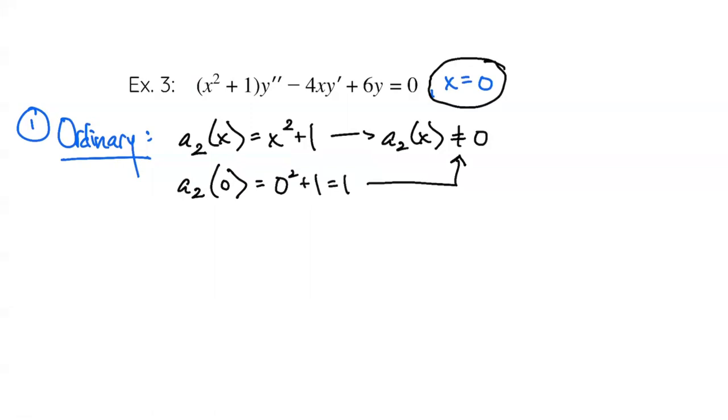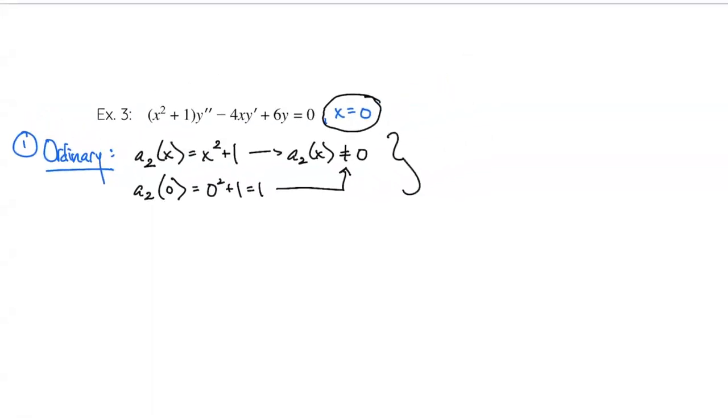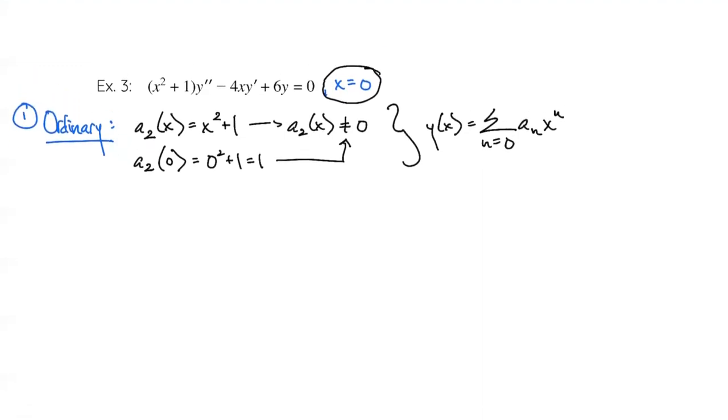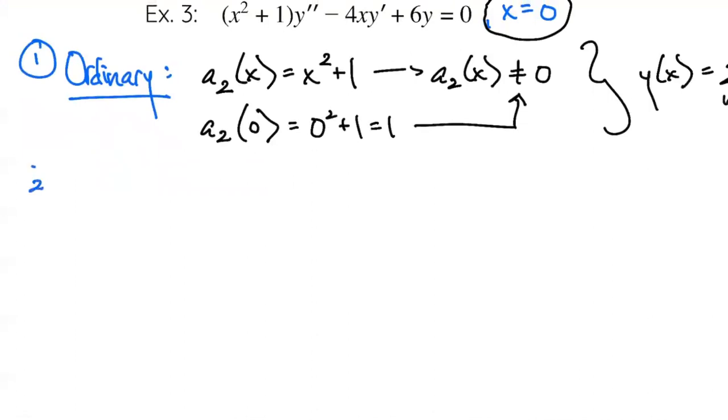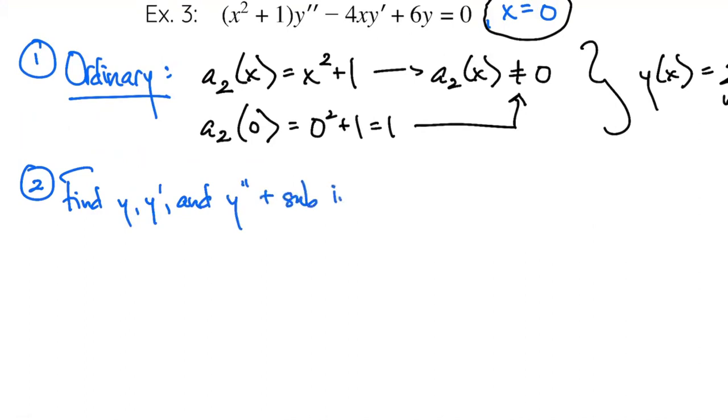Okay. So what does this allow us to do? This allows us to say that y of x equals the sum from n equals 0 to infinity of a sub n x to the n is a viable guess for a solution. Now we're going to go ahead and find our y prime and y double prime, and sub into the differential equation.